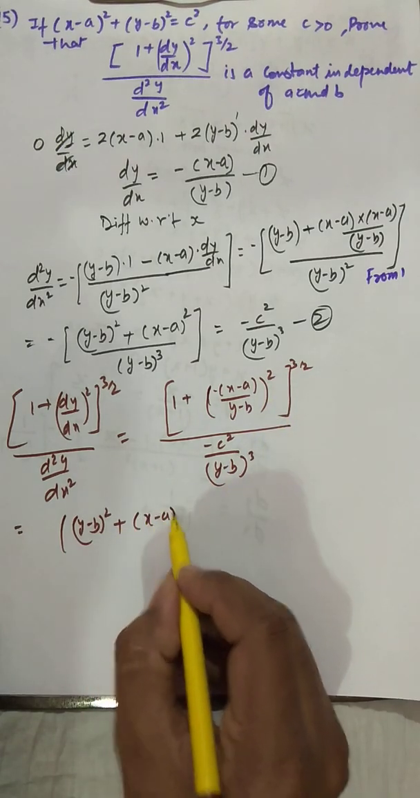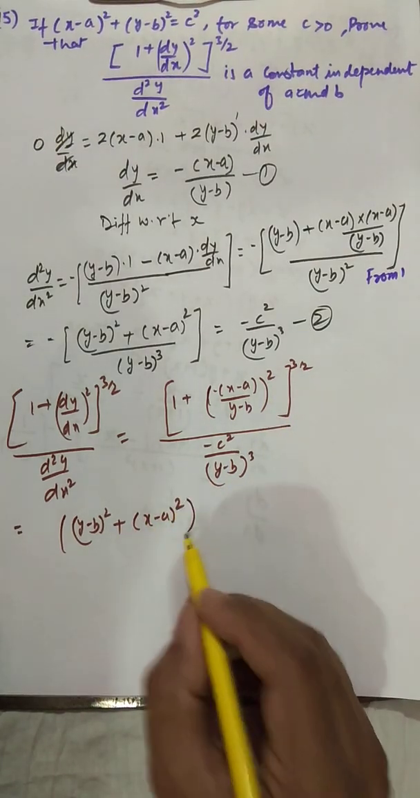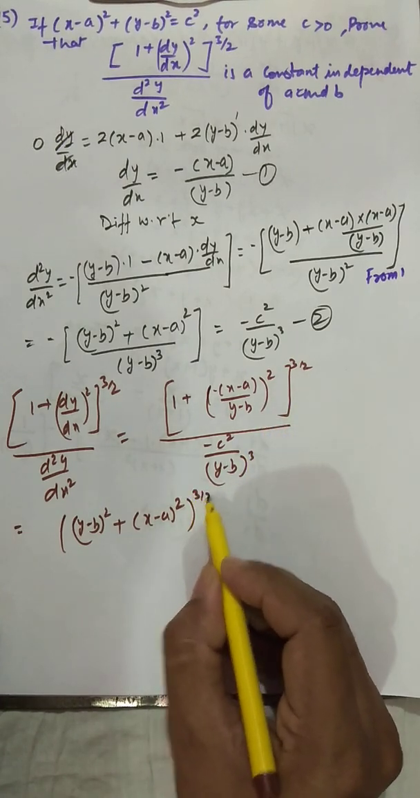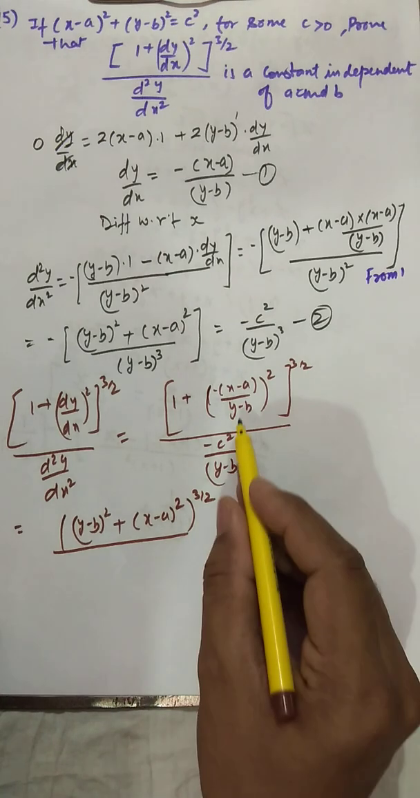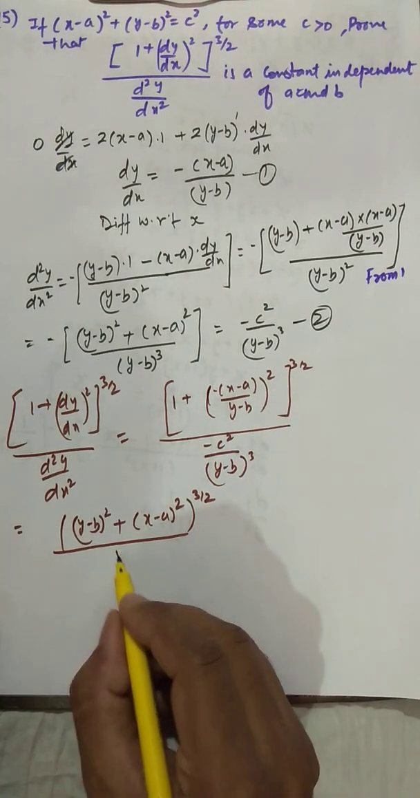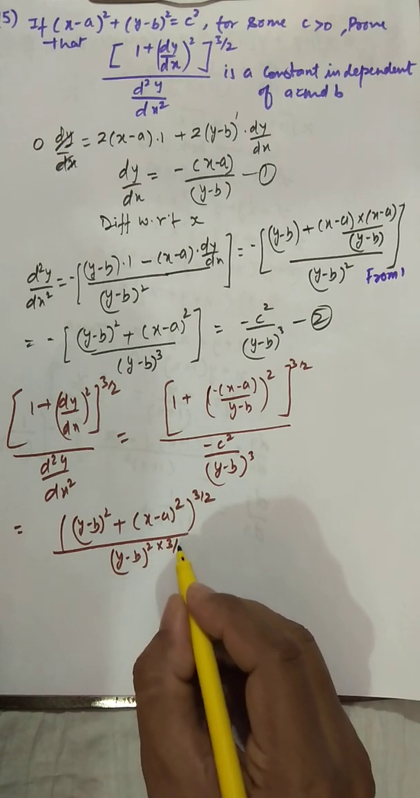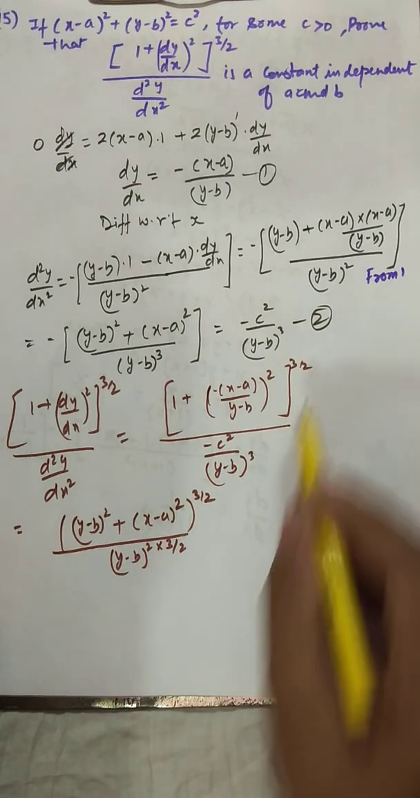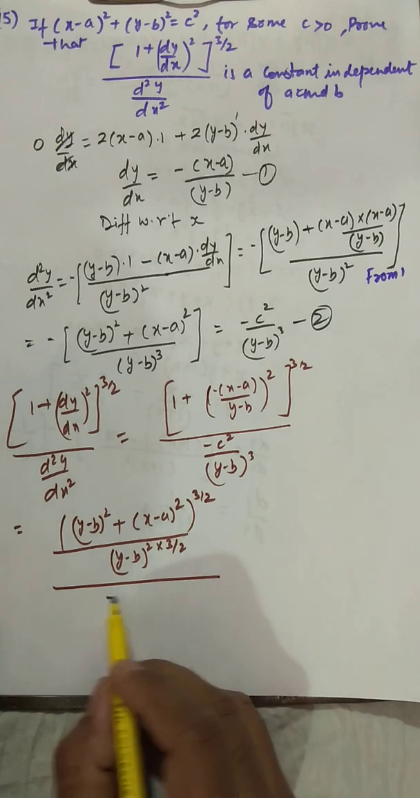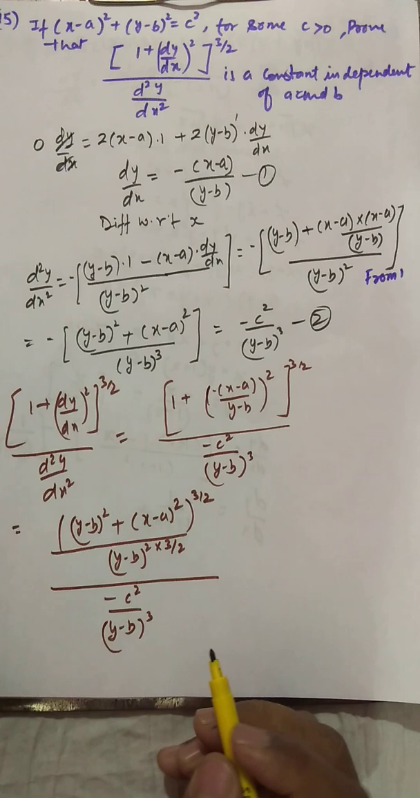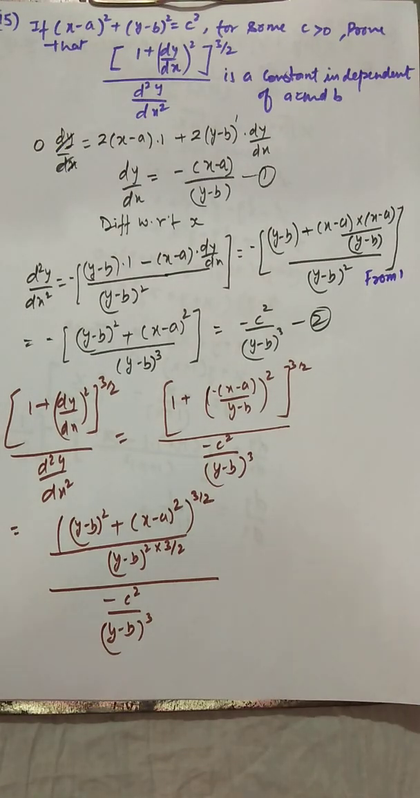If you take LCM, then it becomes (y minus b) whole square plus (x minus a) whole square, and I'm taking this whole to the power 3 by 2, and here also (y minus b) whole square LCM, and the exponent of that will be 3 by 2, and in the denominator you can see this is minus c square upon (y minus b) whole cube. So we can simplify this further.